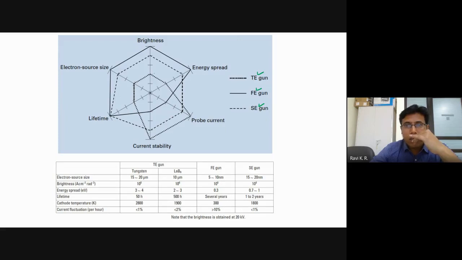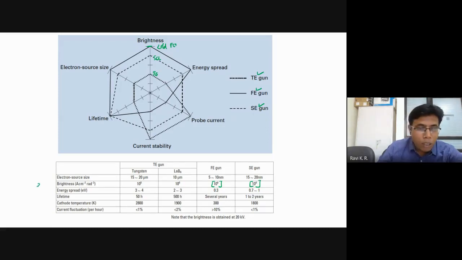You can see here among the three: this is your thermionic, this is your Schottky FEG, this is your cold FEG. So the cold FEG has the highest brightness, but you can see that these two field emission guns are going to have very high brightness. Okay, so now you use 20 kV in all the machines, but you're not going to get the same brightness.